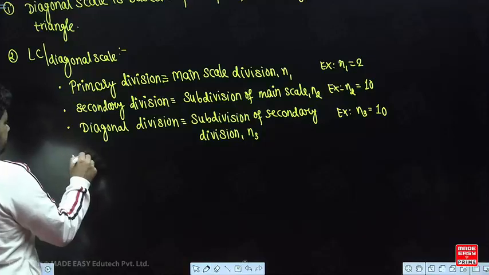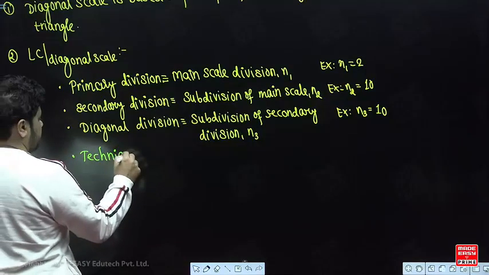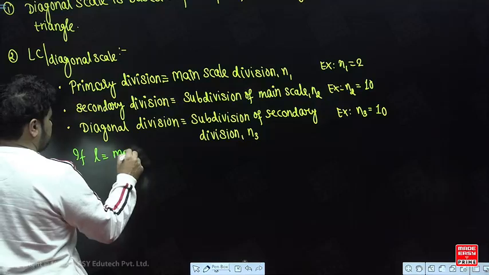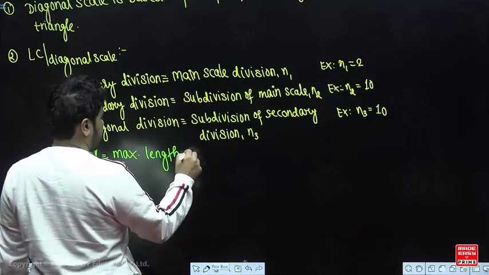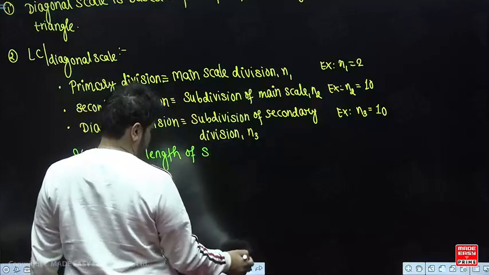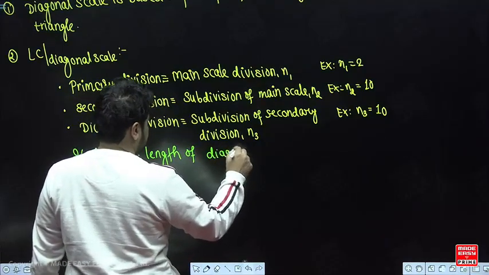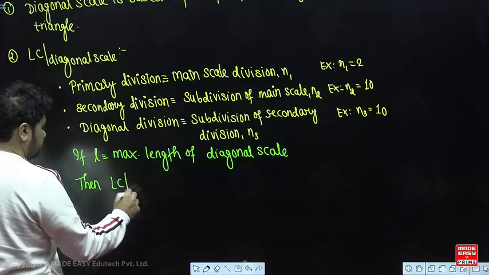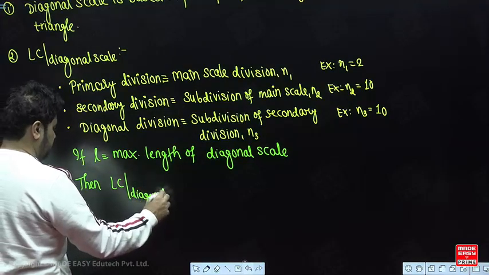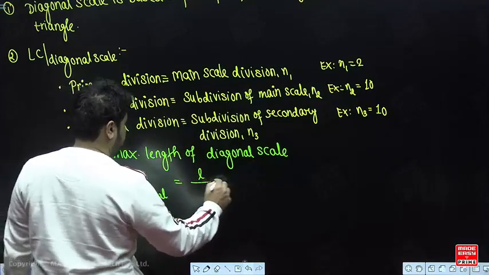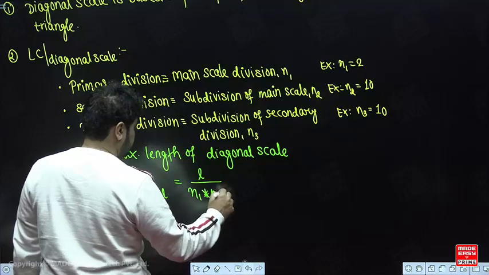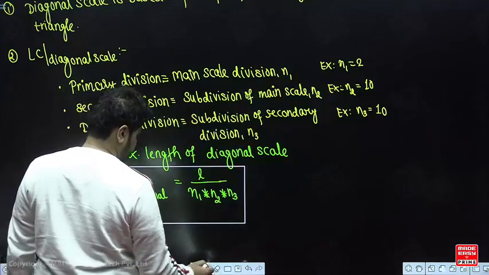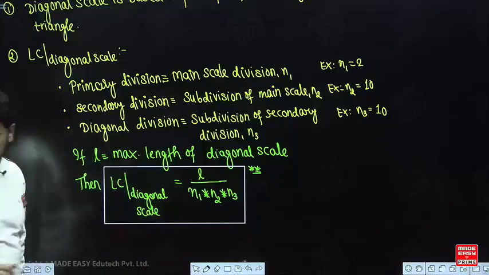Now, technically, we can say that if L is the maximum length of the diagonal scale, then the least count of the diagonal scale is given as L upon N1 into N2 into N3. So this is the formula, right?